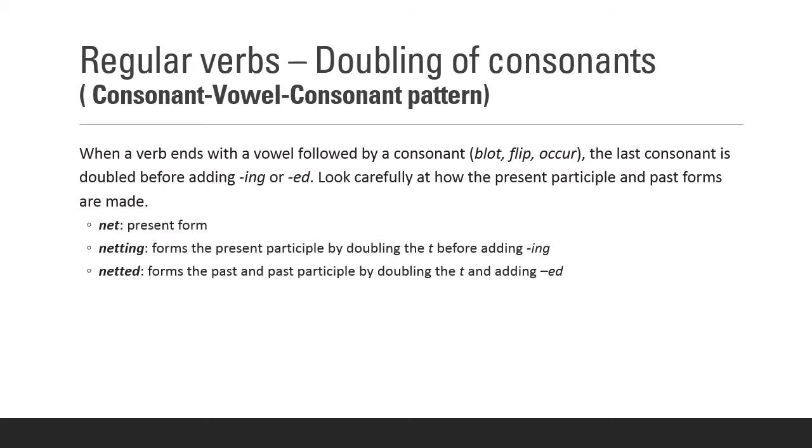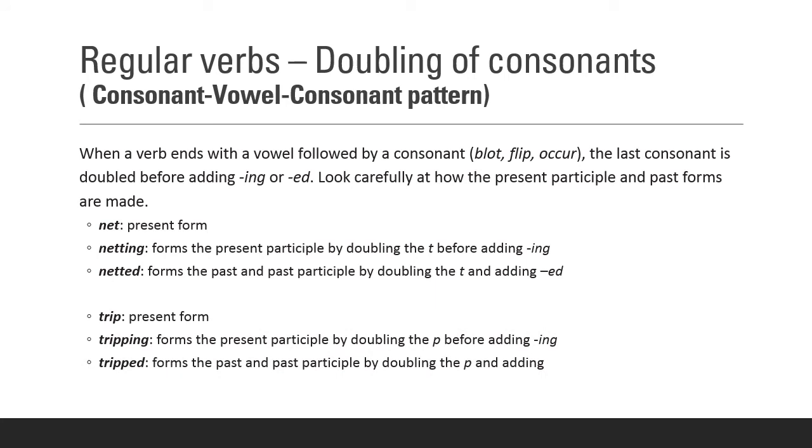Net. Now here the verb net is in the form of CVC, consonant N, then vowel letter E, then again a consonant T. Now that's its present form. While forming its present participle, we double the letter T, and netting is not N-E-T-I-N-G, but it is N-E-T-T-I-N-G. Similarly, the past participle form netted is made by doubling the last letter T. So it's netted, N-E-T-T-E-D.